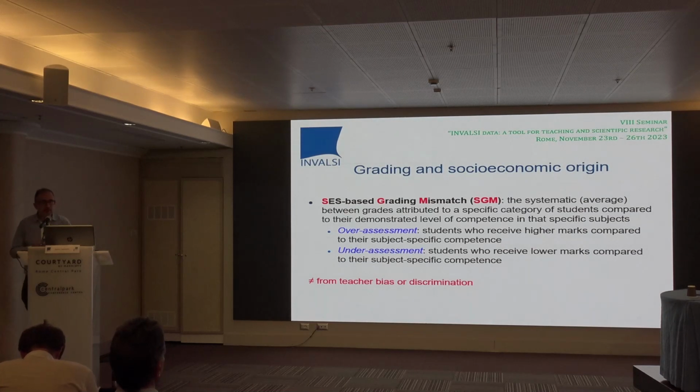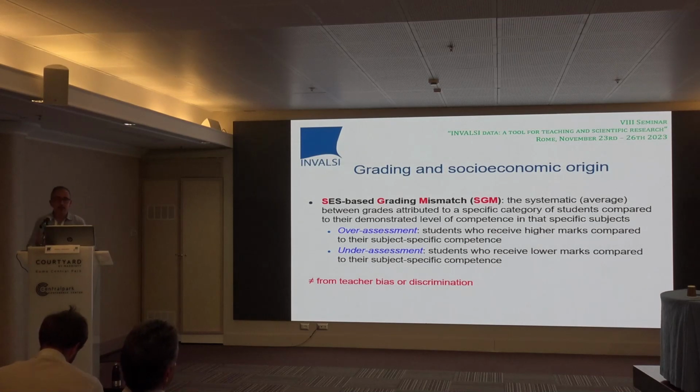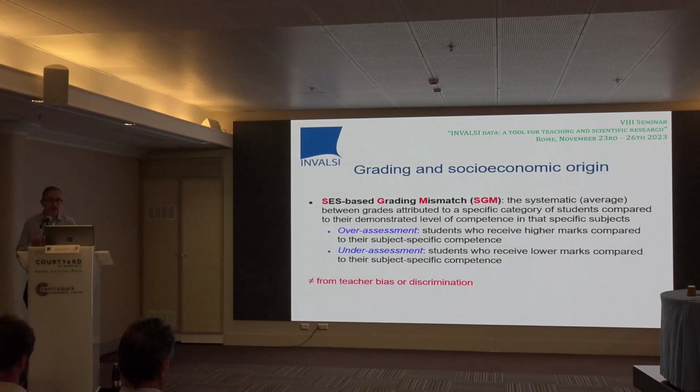So the theoretical estimate of this paper is what I call the SES-based grading mismatch, SGM, which means the systematic average difference between the grades attributed to a specific category of students, in particular based on socioeconomic background, and their demonstrated level of competence in that specific subject. We will talk about over-assessment to indicate students who receive higher marks compared to their subject-specific competence, and under-assessment for students who receive lower marks compared to their subject-specific competence.